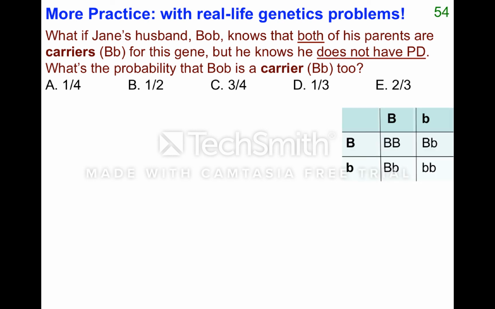Okay, so looking at the Punnett square of Bob's parents producing him. We know that Bob's parents are big B, small b and big B, small b. So here are the possible genotypes of any of their offspring, including Bob. But we know for sure that Bob does not have Parkinson's disease, so small b, small b is no longer a possibility. So among the 3 remaining possibilities, 2 of them would make him a carrier. So the probability of Bob being a carrier is 2 out of 3. That's as accurately as we can predict Bob's genotype right now.